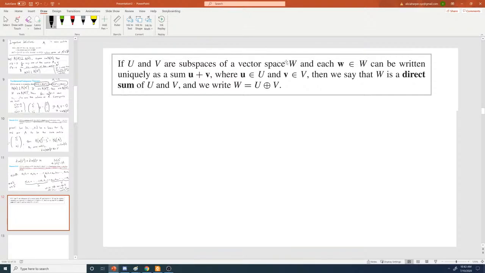Both U and V are subspaces of W. Then we can write, under the following assumption: if every little w in big W can be written uniquely as a sum of u plus v, where u is in big U and v is in big V, then we say that W is a direct sum of U and V, and we write W equals U ⊕ V. So this is the notion of a direct sum. Let me try to give some examples.